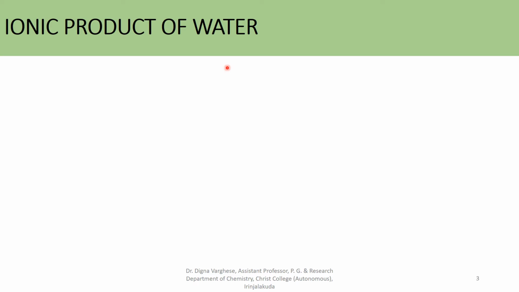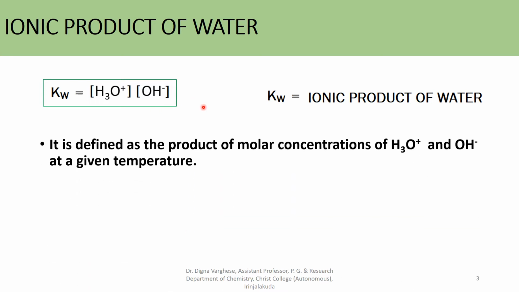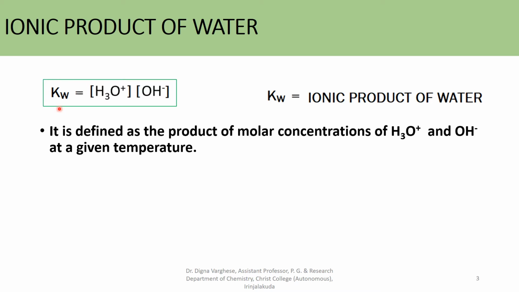Now we are going to discuss the ionic product of water in detail. The ionic product of water, represented by the term Kw, is equal to the product of the molar concentration of hydronium ion and the molar concentration of OH-. The definition of the ionic product of water is that it is defined as the product of the molar concentration of H3O+ and OH- at a given temperature. That is very important.